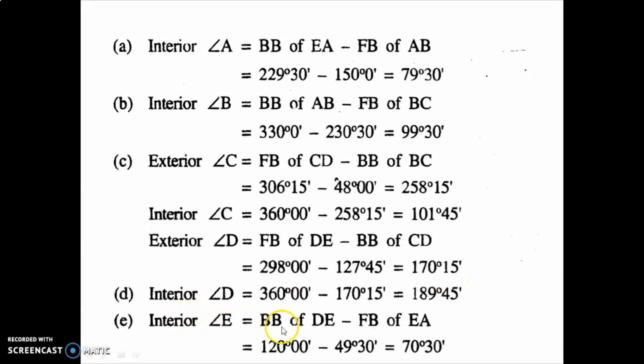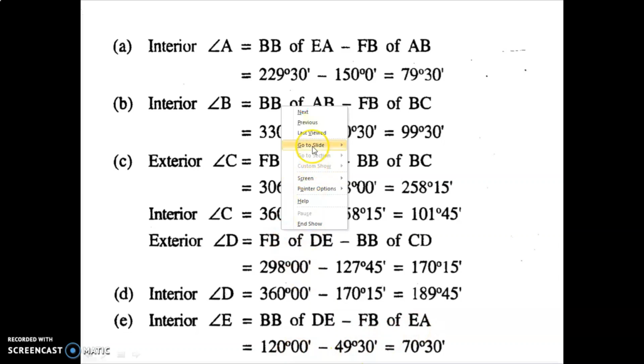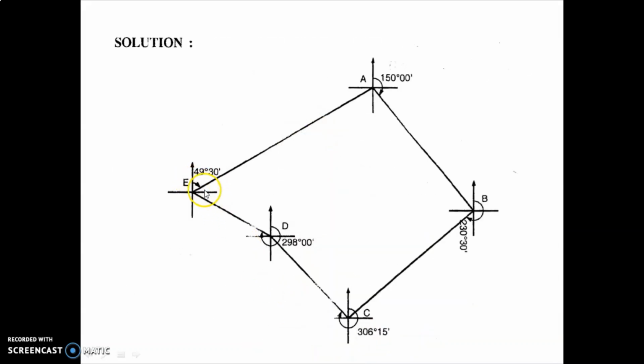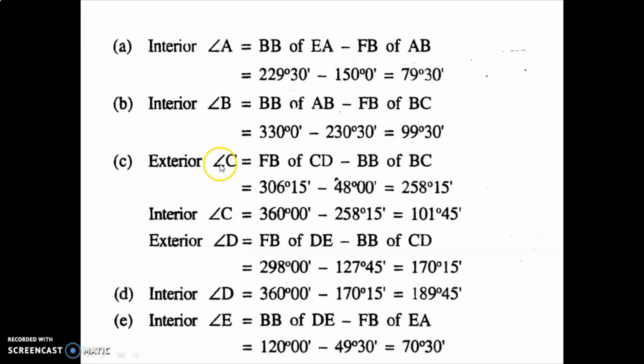And angle E is backbearing of DE minus forebearing of EA, 120 degree 30 minute minus 49 degree 30 minute. You will get your answer. This is forming inside the traverse, so it is your interior angle. Whether an angle is interior or exterior, you can decide based on the figure only. You can't directly say this angle is interior or exterior. As I have taught you, accordingly you take the decision whether it is an interior angle or an exterior angle.